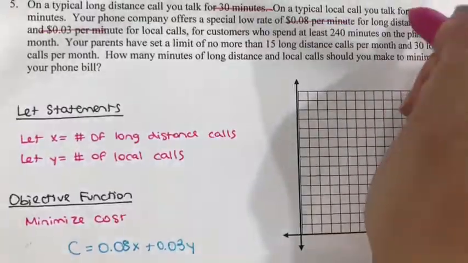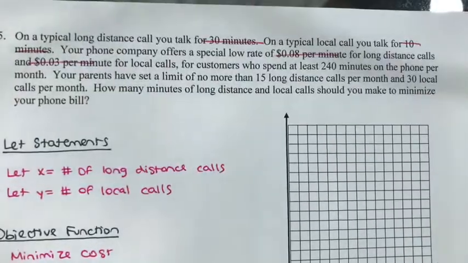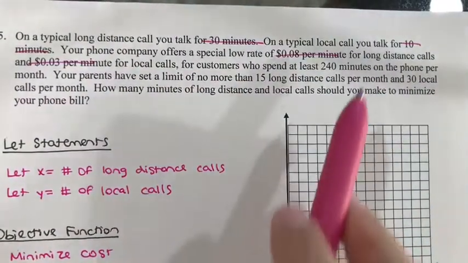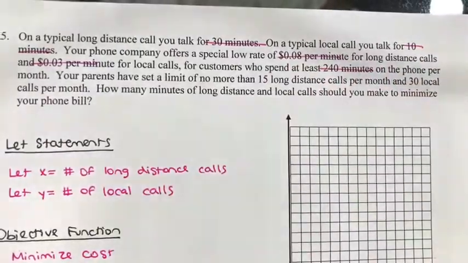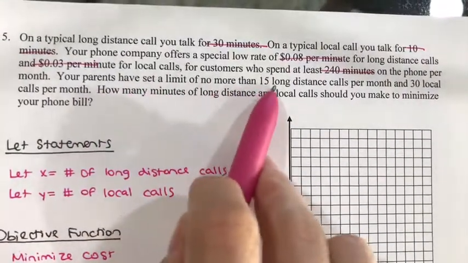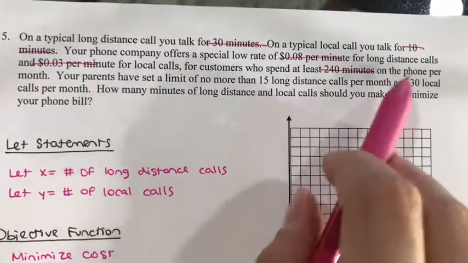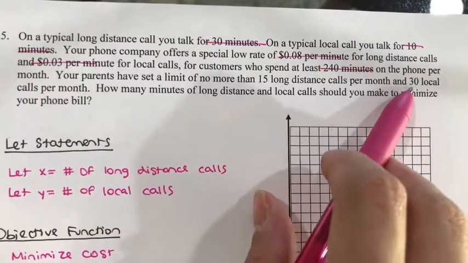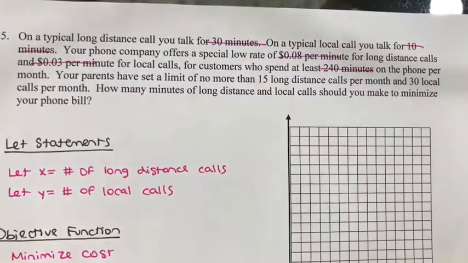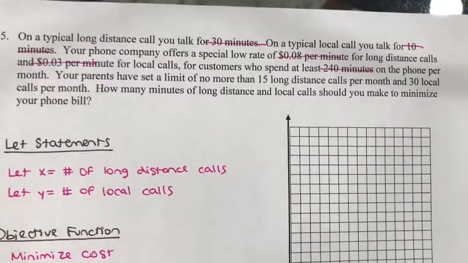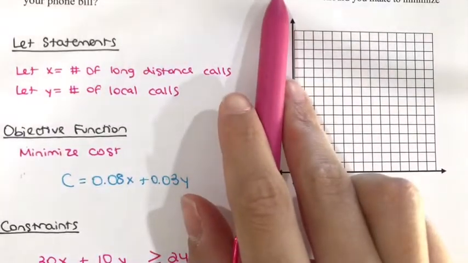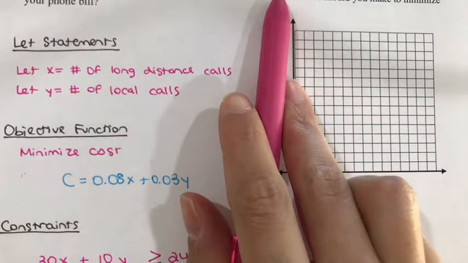Okay. Now our other constraint, actually let's cross that out as well. So we use the 30 minutes, we use the 10 minutes. The only thing left, and 240, we use that. Our parents said we cannot spend more than 15 long distance calls or any more than 30 local calls. Okay, so that tells us that we have 15 long distance calls.